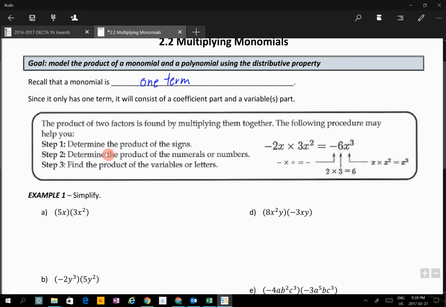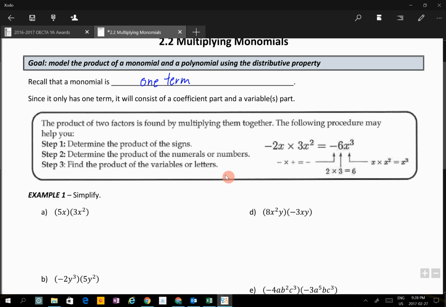So what about multiplying monomials? Well, the product of two factors is found by multiplying them together. So the following procedure may help you. Step one, determine the product of the signs. Step two, determine the product of the numerals or numbers. So these would be the coefficients. And step three, find the product of the variables or letters.